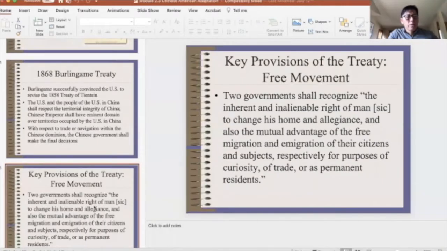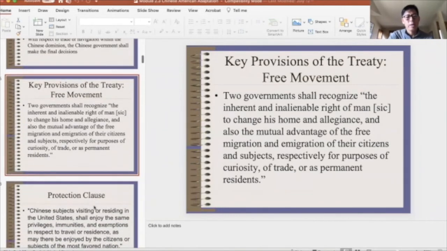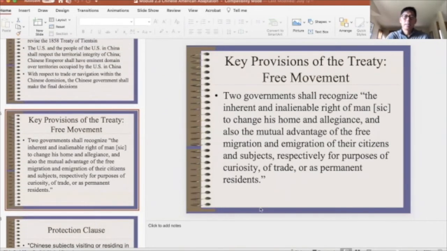There were other key provisions of the treaty, right? And it stated that the two governments shall recognize the inherent and inalienable right of man to change his home and allegiance, and also the mutual advantage of the free migration and emigration of their citizens and subjects, respectively, for purposes of curiosity, of trade, or as permanent residents. I find this provision to be truly incredible.